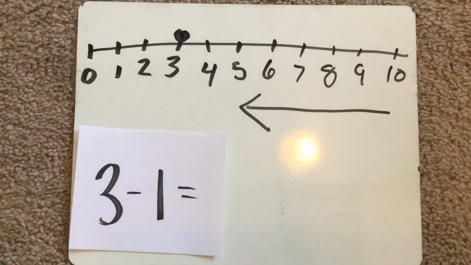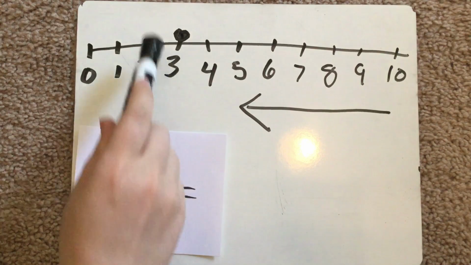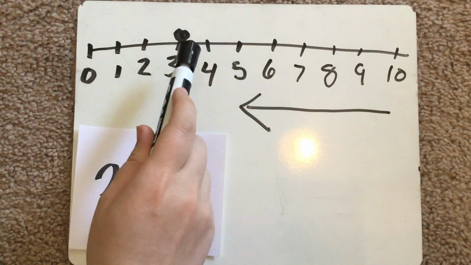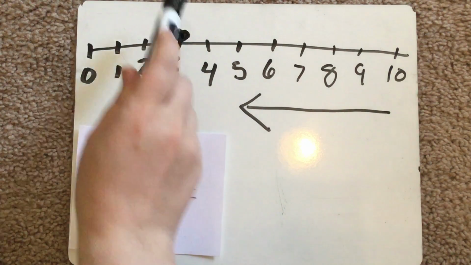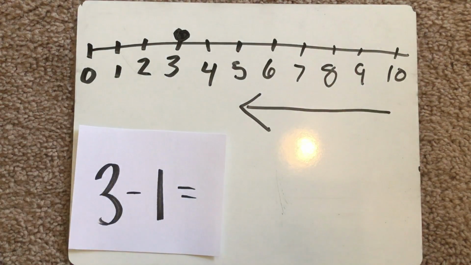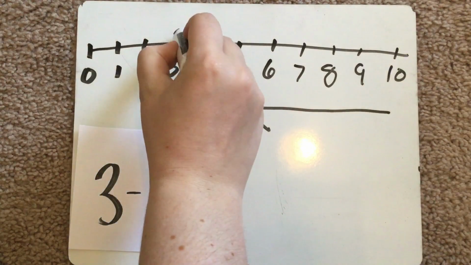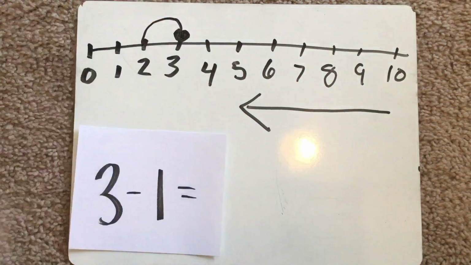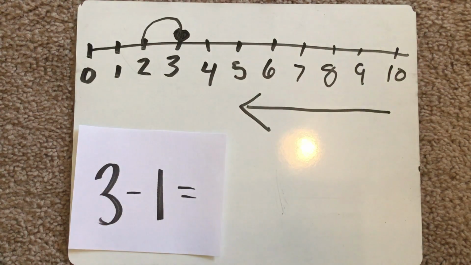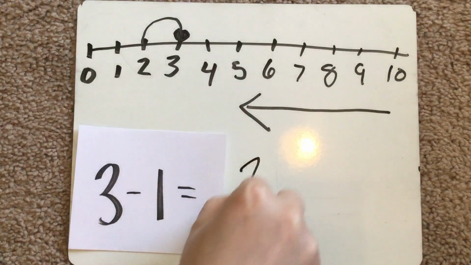When we were doing addition, we were jumping on the number line in the reading direction. But since we're doing subtraction, we're jumping on the number line backwards. So I have 3, and I'm going to do one jump backwards on the number line. So there's my one jump. What number did I land on? 2. So my answer would be 2.